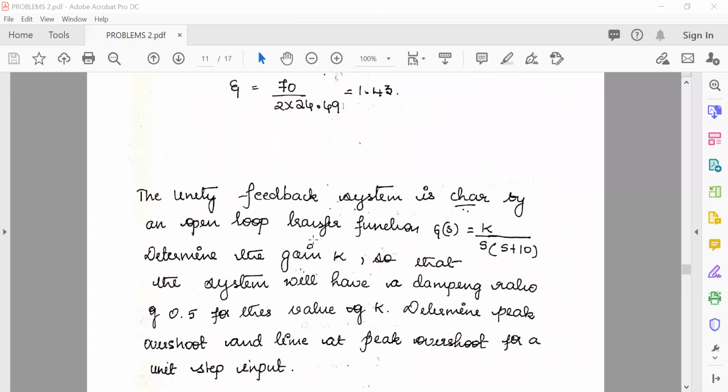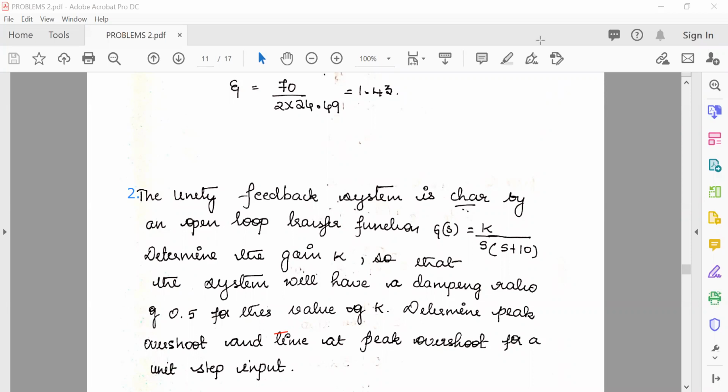Now coming to the second one. This is the second problem that we have. A unit feedback system is characterized by an open loop transfer function G of s equal to k divided by s into (s plus 10). Determine the gain k so that the system will have a damping ratio of 0.5. For this value of k, determine the peak overshoot and the time at peak overshoot for a unit step input.